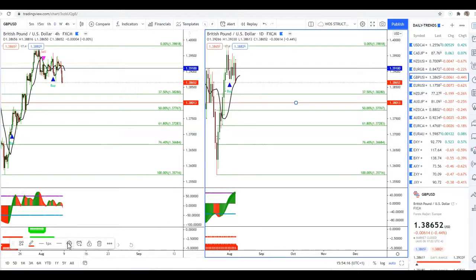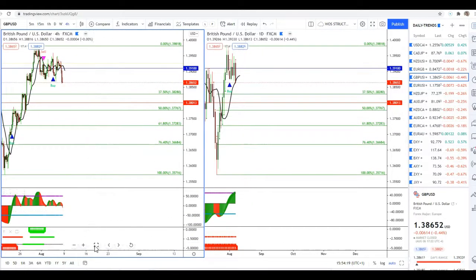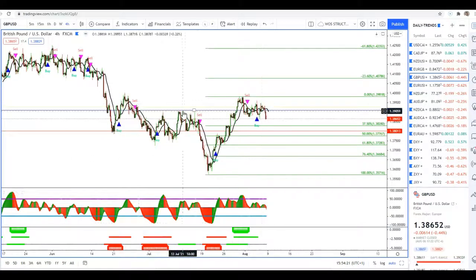Let's look at a 4-hour chart. You can see how clear this is. Wave 1, wave 2. Pound is still, I expect pound to come down a little bit further.